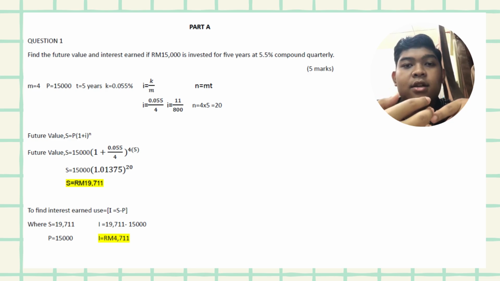To find interest earned, you must use S minus P. So after you insert the S and P into the formula, the final answer is 4,711. Thank you.